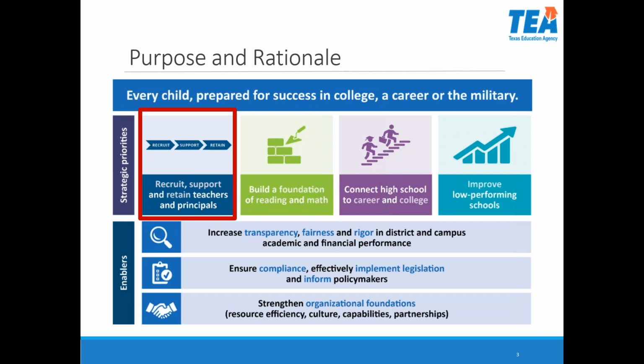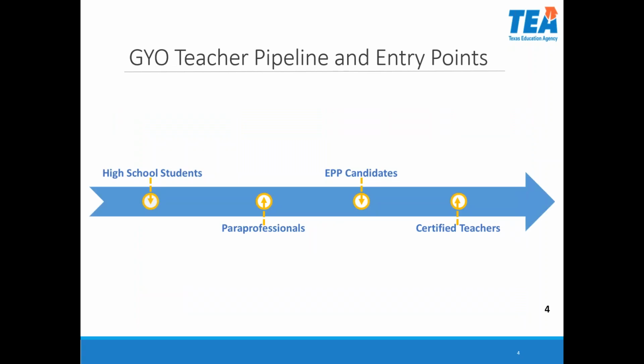Research demonstrates that these challenges can be effectively addressed by local education agencies in partnership with institutions of higher education through a number of Grow Your Own approaches. The 2020-2022 Grow Your Own Grant Program offers three approaches, or three paths. The three approaches for this grant allow opportunities to grow your own educators along the teacher pipeline. The pipeline includes entry points for high school students, paraprofessionals, educator preparation program candidates, and certified teachers.